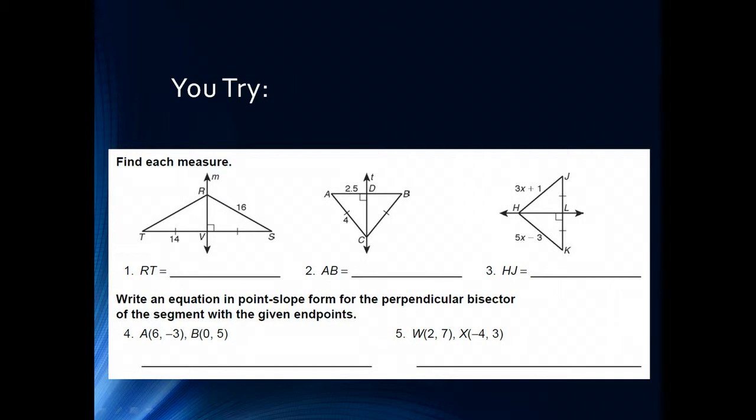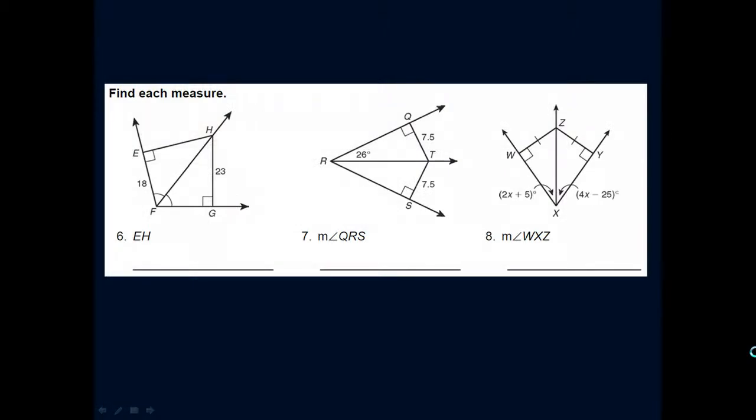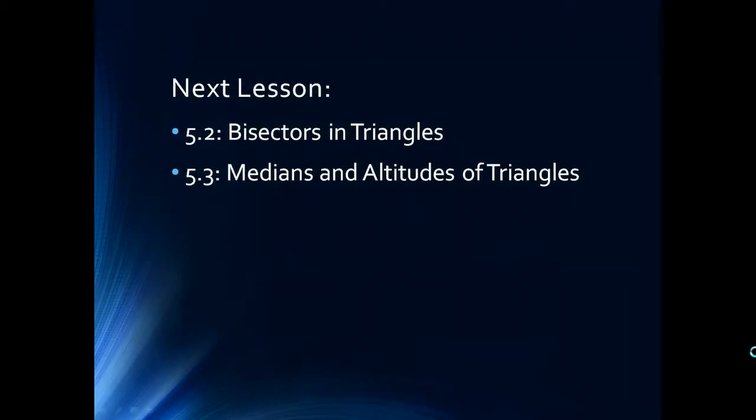Now you try. Our next lesson will be 5.2 and 5.3, bisectors in triangles, medians and altitudes of triangles.